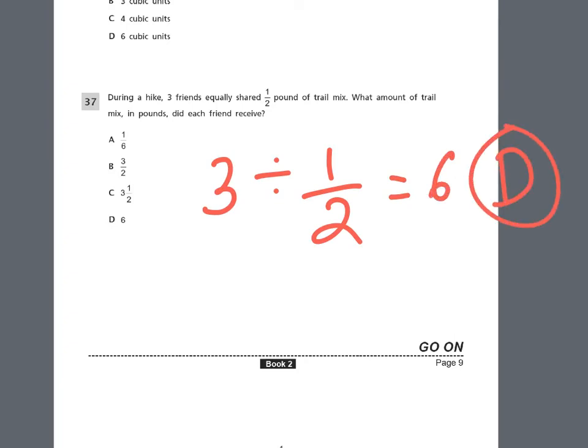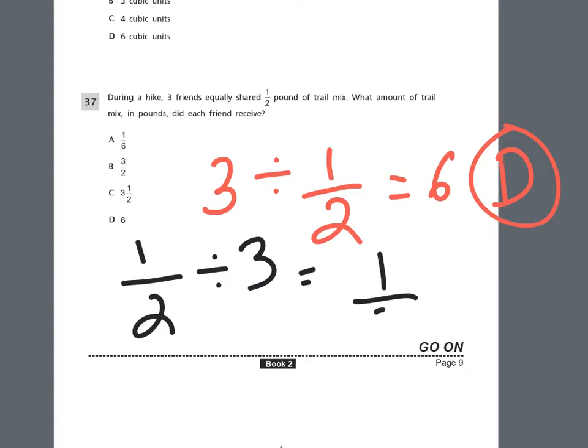That's wrong. You're not splitting up the friends. You're splitting up the 1/2 pound of trail mix among 3 friends. So that'll be keep, change, flip. It'll be 1/6. And the answer will be A.